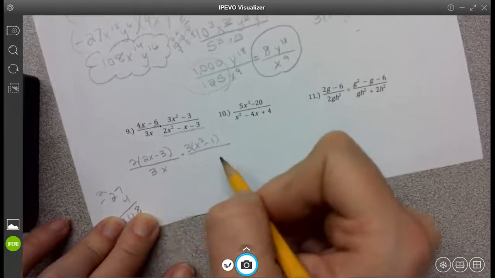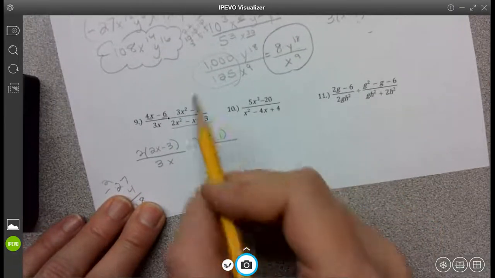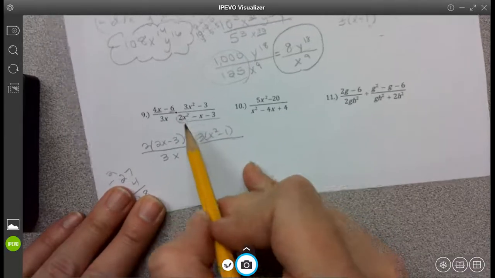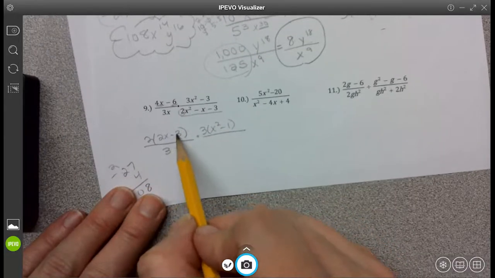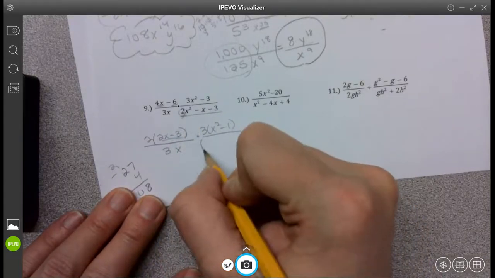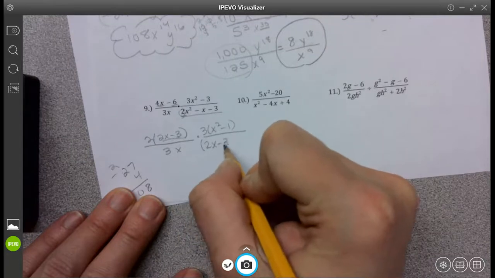On the bottom, here's the thing. You're like, ugh, I'm not good with the ones where the numbers are in front. Here's a hint. Look at this one. There's probably going to be a 2x minus 3 if there's 2x here. So you know it probably should be 2x minus 3.